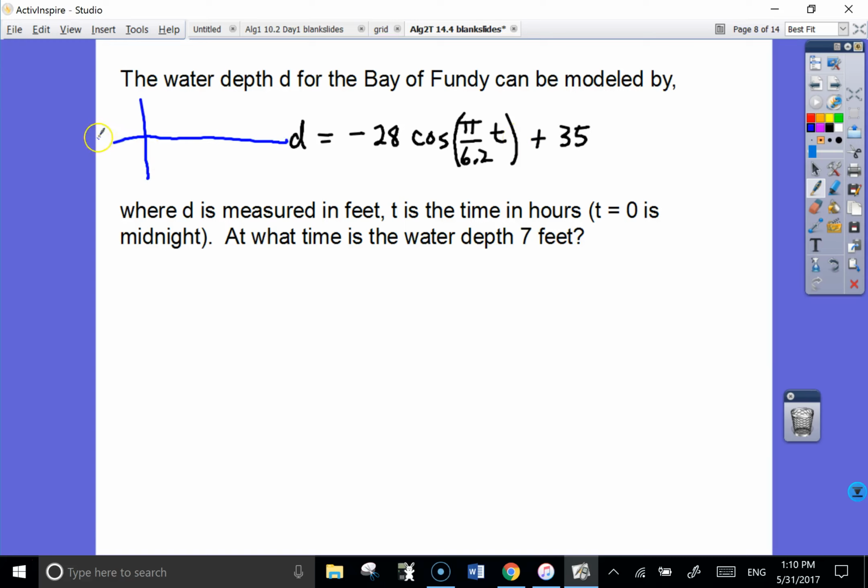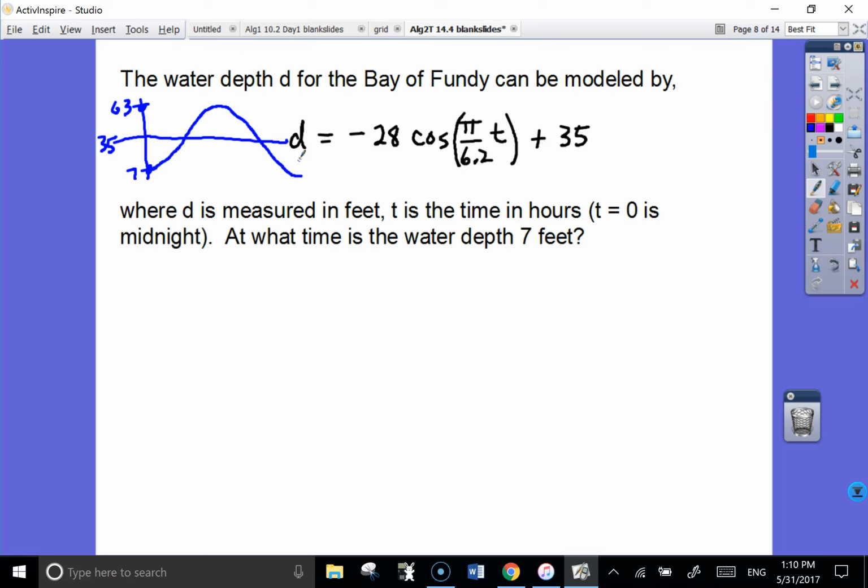If this is 35, and an amplitude of 28, that means it's got to go from 7 to 63. And we would expect that it starts at its maximum there, but actually it starts at its minimum, and then it goes up, and it goes down, something like that. Okay, this says D is measured in feet, T is measured in hours, T equals 0 means midnight. At what time is the water depth 7 feet?